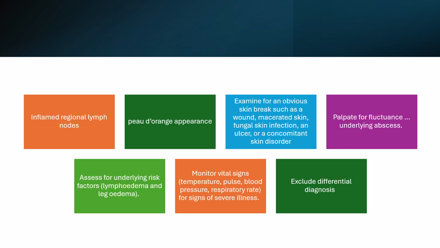Furthermore, you can find inflamed regional lymph nodes and peau d'orange appearance as signs as well. Examine for an obvious skin break, such as a wound, macerated skin, or fungal infection. While examining, always palpate for fluctuance, which shows an underlying abscess. Assess for underlying risk factors, for example, leg edema or lymphedema. We need to monitor the vital signs as well, like temperature, pulse, blood pressure, and respiratory rate, and that's how we can monitor if the patient is ill or normal. We need to exclude differential diagnoses as well. Next.